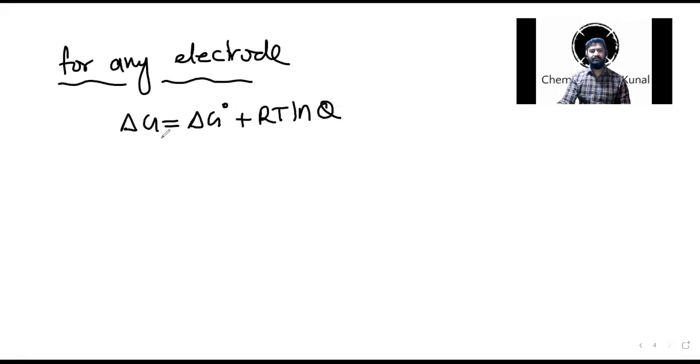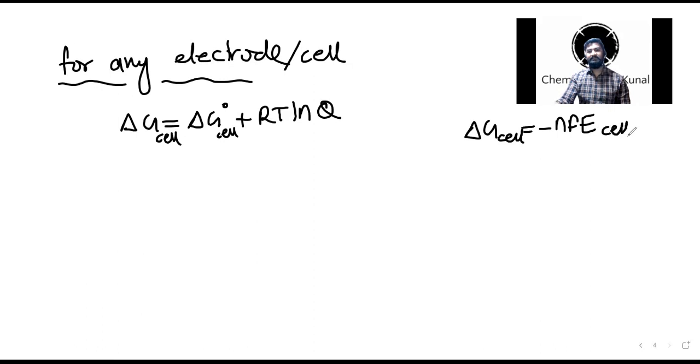So if I want to apply this for any electrode or any cell, I can write like this: delta G cell will be equal to delta G naught cell plus RT ln Q. So instead of delta G, we can write minus NF E cell, and instead of delta G naught, we can write minus NF E naught cell. Correct? Let's put both the values in the main equation.